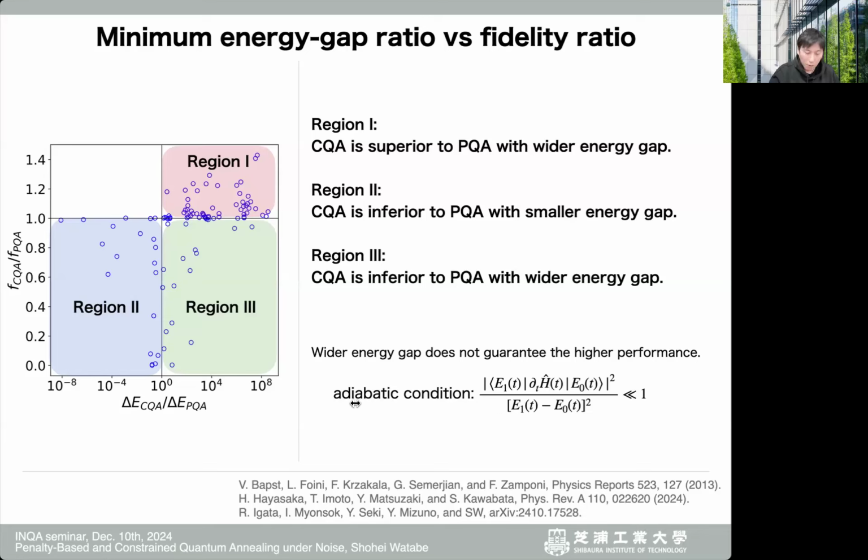One of the indicators of quantum annealing is the adiabatic condition, and we expect that a wider energy gap is good, but it is also important to consider the matrix element. This importance of the matrix element was recently discussed by Ayasaka, Imoto, Matsubaki, and Kawabata. So in this region, even though the CQA has a wider energy gap, the performance is not good for the CQA.